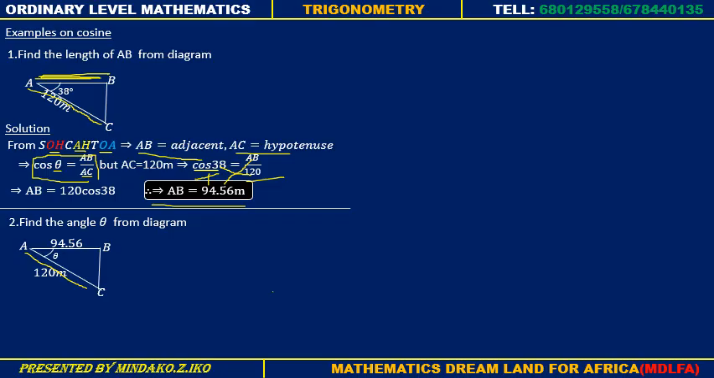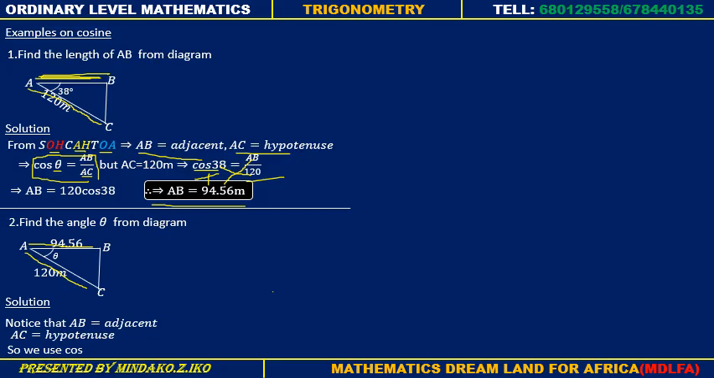Since I've used the same length given, the answer should be closer to 38 degrees. So let's continue. We notice that AB is the adjacent and AC is the hypotenuse, so we use cos. AB is adjacent to this angle theta, and this other side is the hypotenuse.